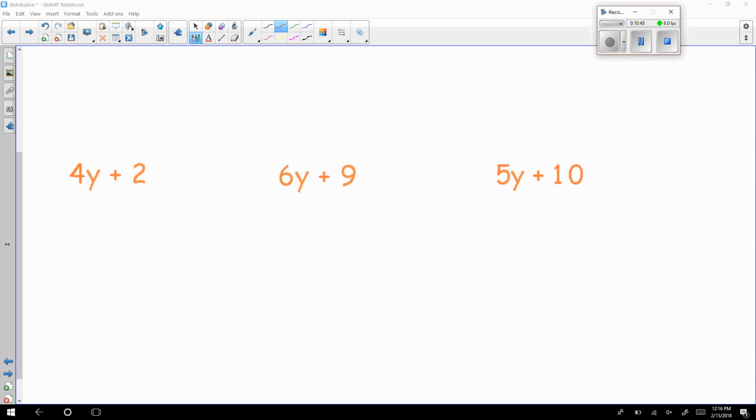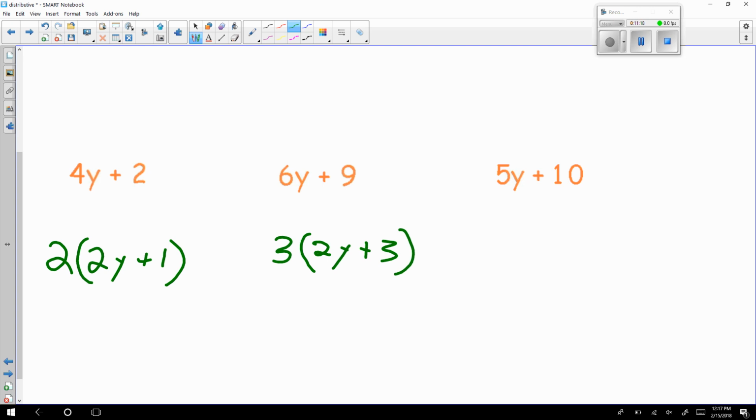All right, so common factor of 4 and 2 in our first example would be 2. That goes on the outside. Dividing each of these terms by 2, we get 2y plus 1. On our second example, a common factor we could use is 3. And the resulting quotients would be 2y plus 3. And lastly, a common factor is going to be 5. So we end up with y, or 1y, plus 2.